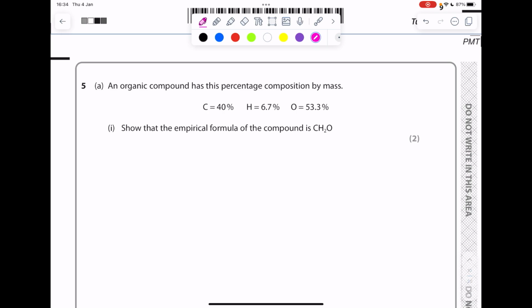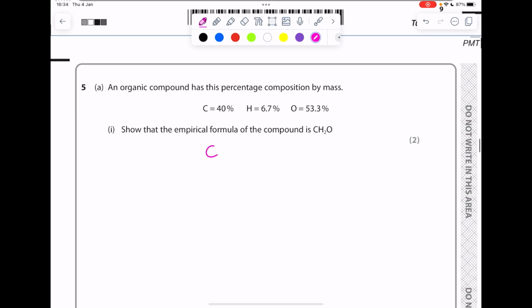An organic compound has this percentage composition by mass. Show that the empirical formula is this. So in order to do empirical formulae, list the elements.